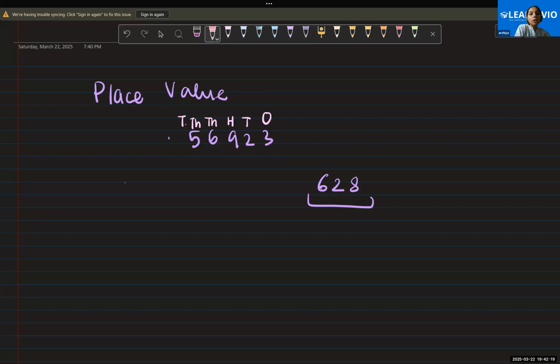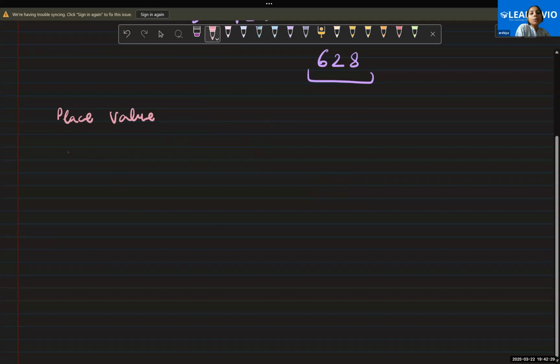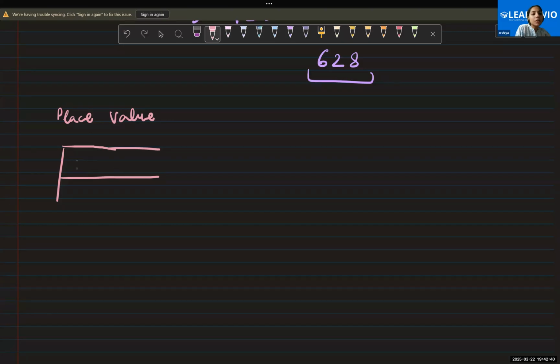Or let's take a smaller number. We have a place value system so that we can understand counting and big numbers easily. Now, we have two types of place value system. First is the Indian place value system and the other is international. I'm talking about the Indian place value system right now.